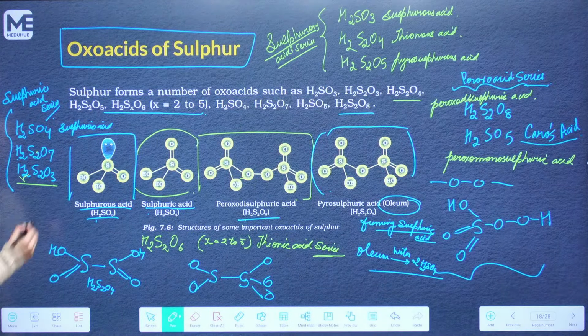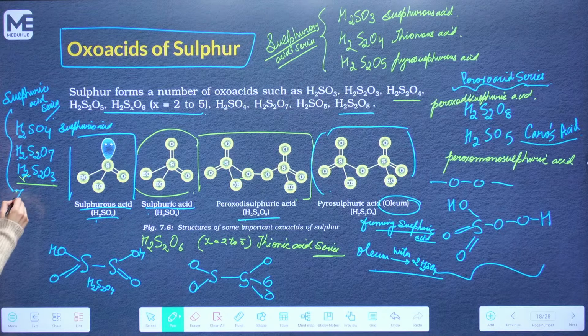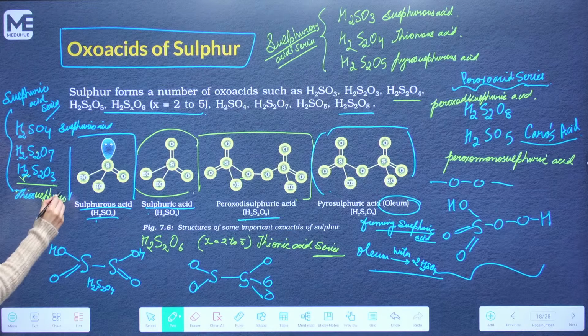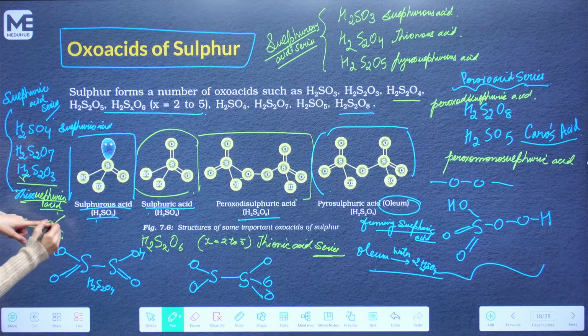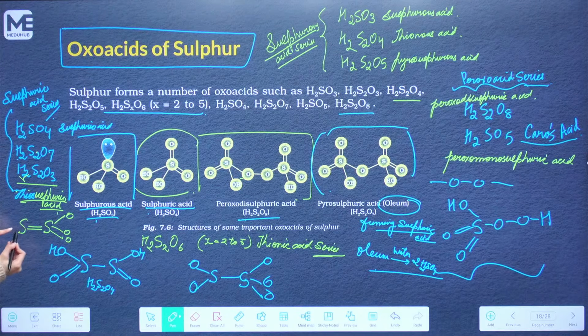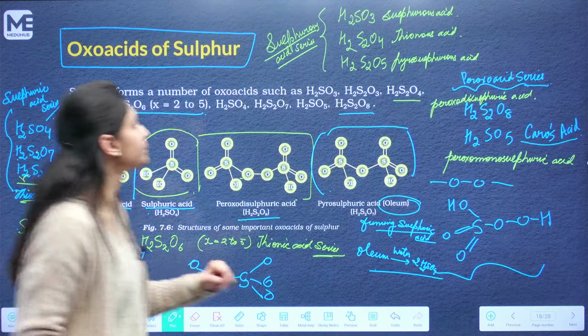In H2S2O3, this is thiosulfuric acid. One sulfur is bonded to 3 oxygens. This sulfur is doubly bonded to this sulfur here, and we have 2 S-OH bonds. So sulfur doubly bonded to sulfur, this sulfur doubly bonded to oxygen, and S-OH bonds here. This one is thiosulfuric acid.